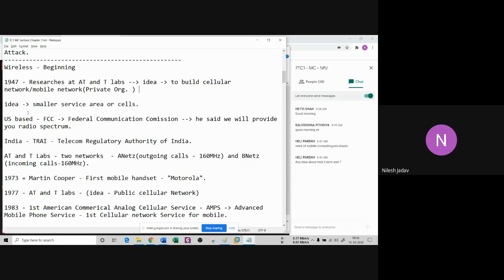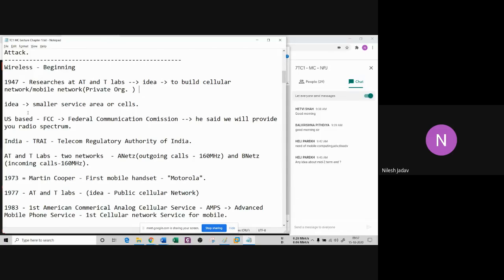This FCC is very similar to our TRAI, the Telecom Regulatory Authority of India, which gives the mobile operators, Vodafone, Idea, Videocon, I do not know whether Videocon exists or not, Jio and all, the complete radio spectrum. Then the mobile operator will give you the frequency in your mobile. So FCC told them, let's do this cellular network.